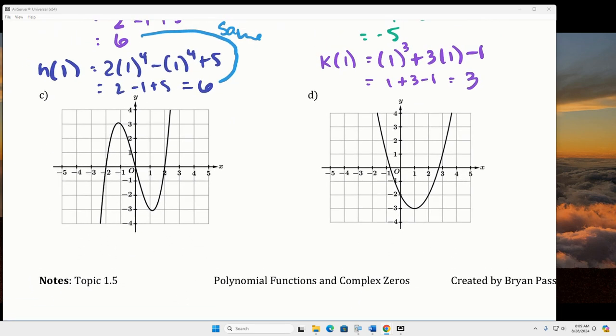Then on C, we can look at the symmetry, and this is exactly what symmetric about the origin looks like, but we can double check with a point if you wanted to. We'll call it f. We'll do -1 again. So f of -1 is 3. F of +1 is -3. That's odd.